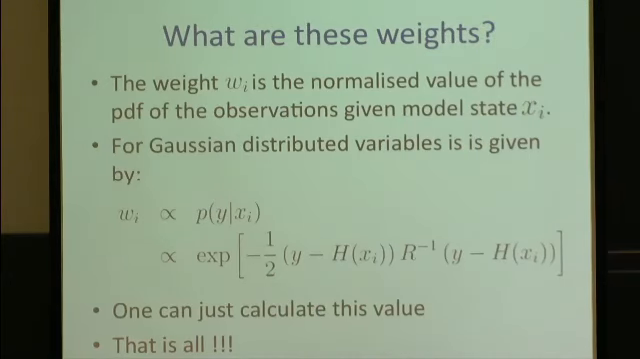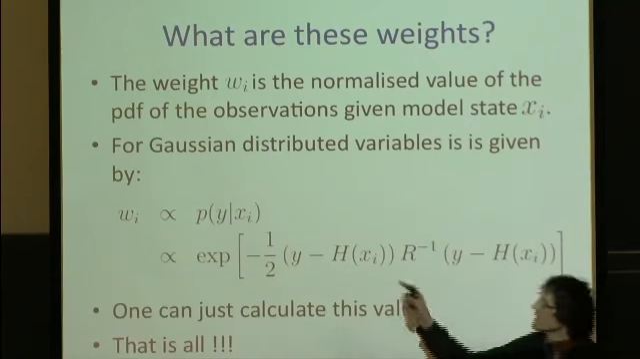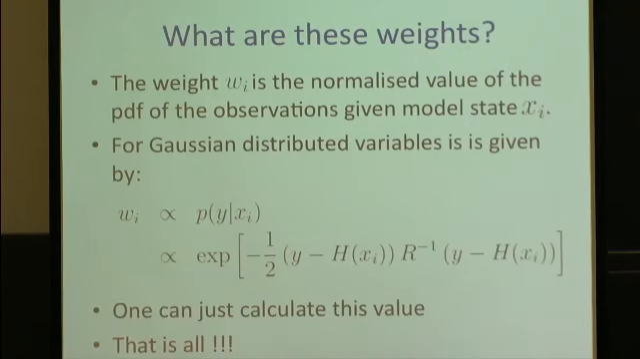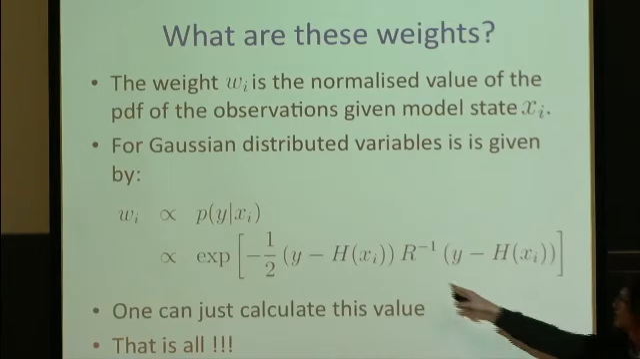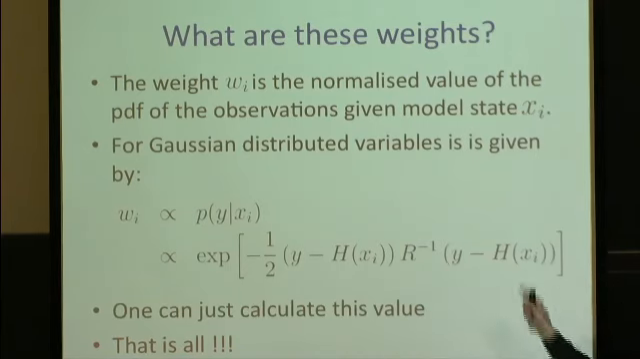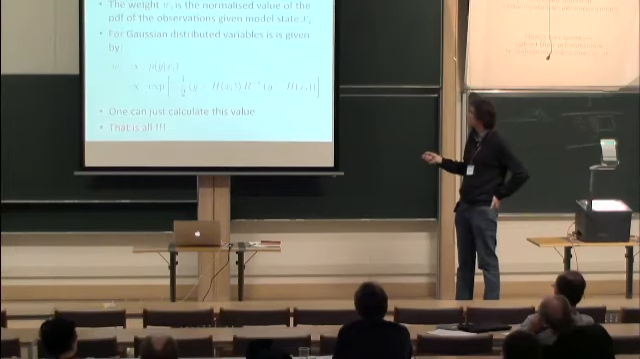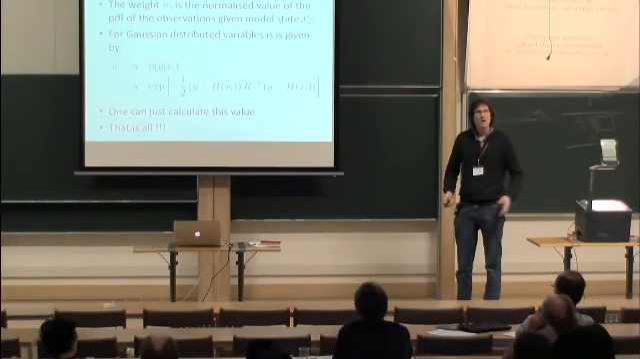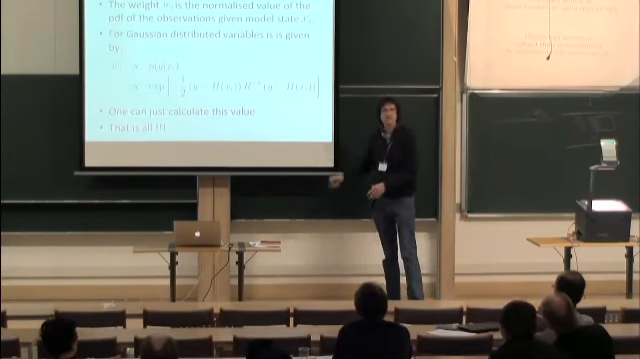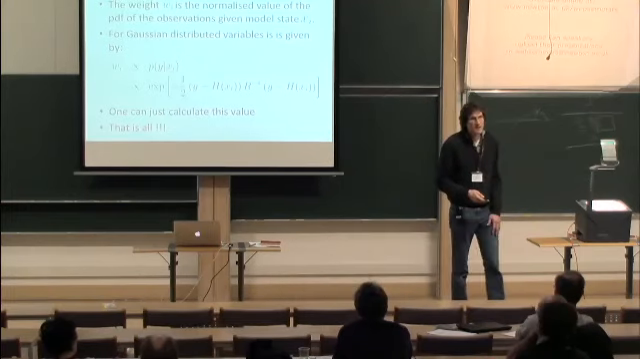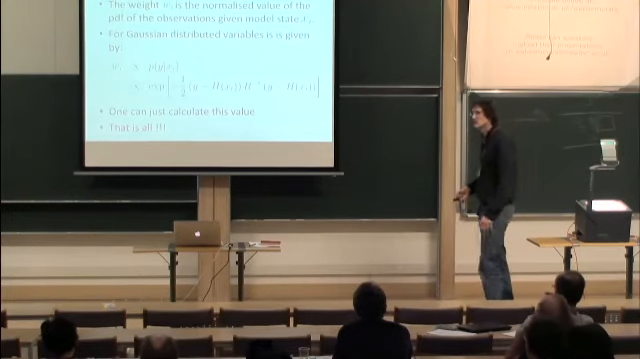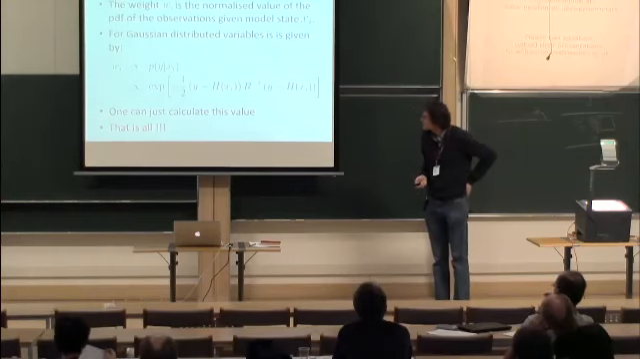And so what are these weights? Typically, if we assume that the errors in the observation are Gaussian distributed, and these errors are correlated with an error covariance big R over there, then these weights would be given by this expression over here, just the Gaussian. Of course, I know the value of the observations, I know my samples. I can just calculate this expression for each sample, and that's what it is. And then, when I've done this, I've solved the full nonlinear data assimilation problem. I have an expression for the posterior PDF in terms of weighted samples. That's all there is to it.